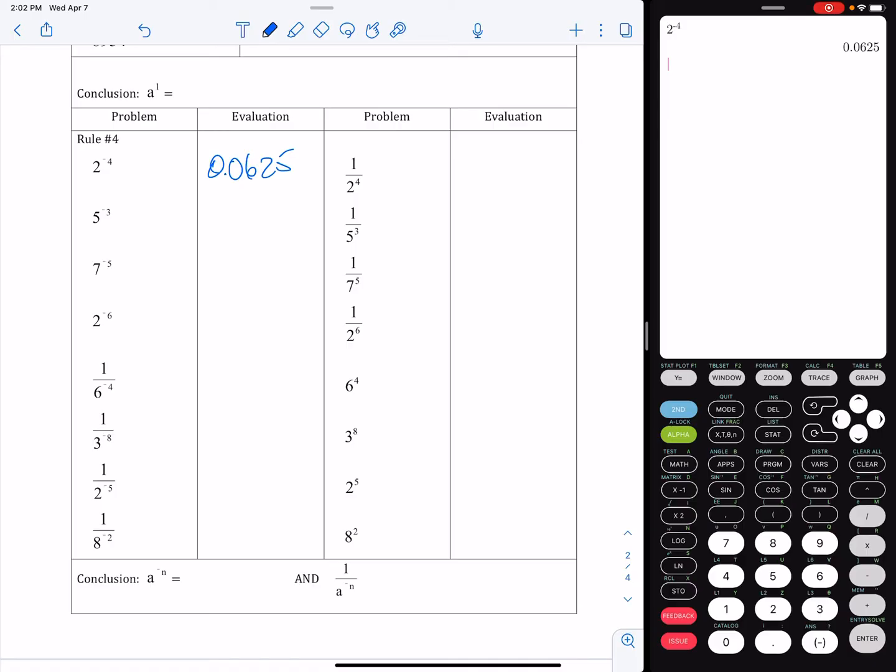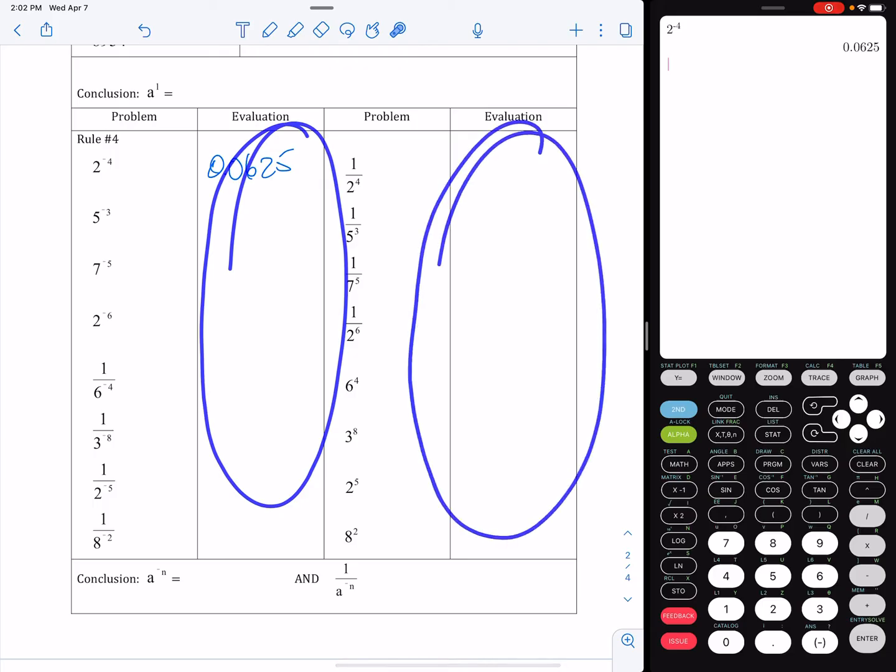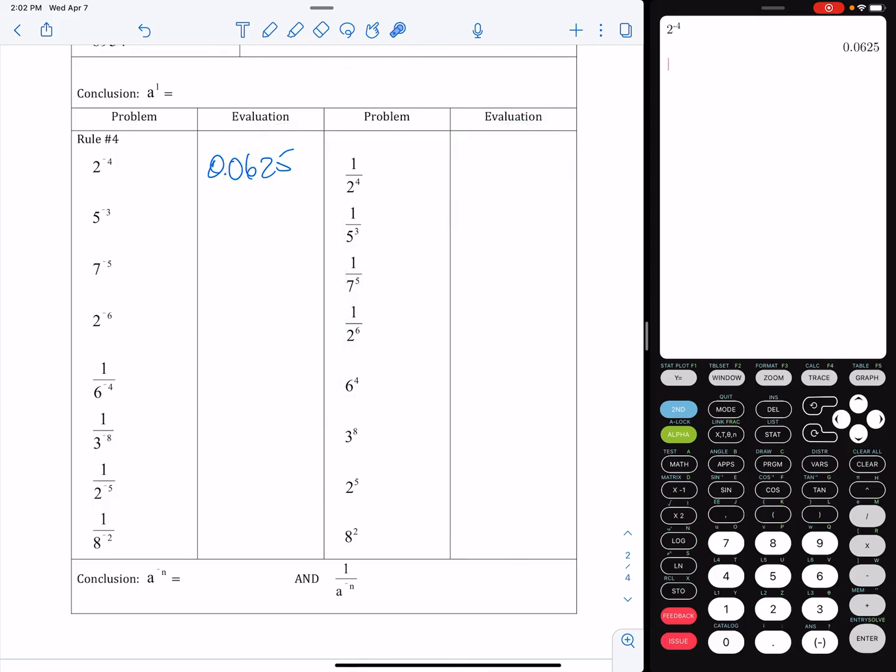I want you to do all the problems on the left side here, and then turn around and do all the problems on the right-hand side. And I want you to notice the answers on the left and the answers on the right. Do you see any commonality in them?